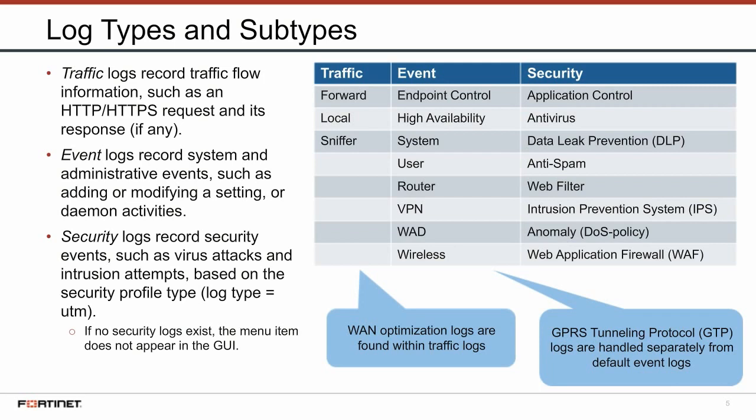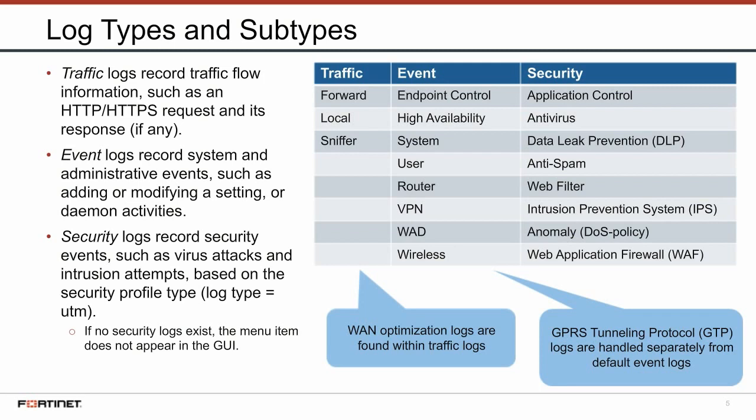Forward traffic logs contain information about traffic that FortiGate either accepted or rejected according to a firewall policy. Local traffic logs contain information about traffic directly to and from the FortiGate management IP addresses. They also include connections to the GUI and FortiGuard queries. Sniffer logs contain information related to traffic seen by the one-arm sniffer.